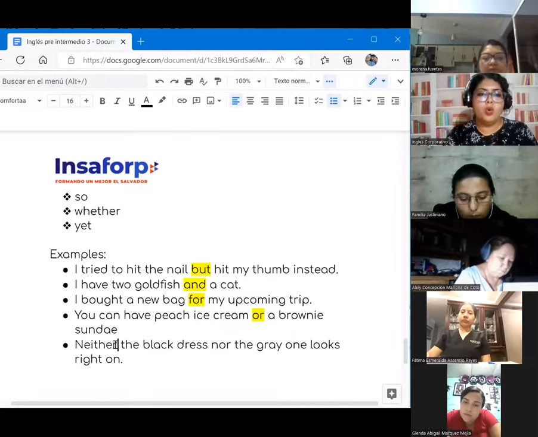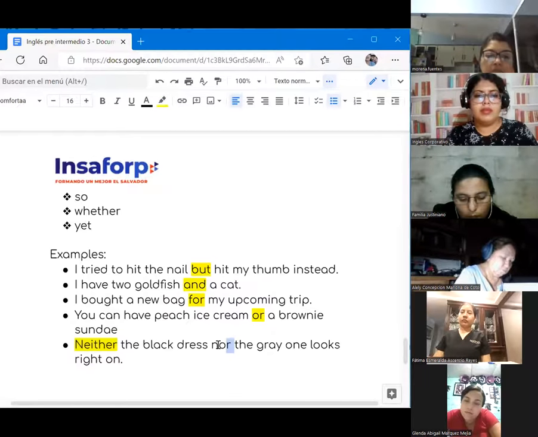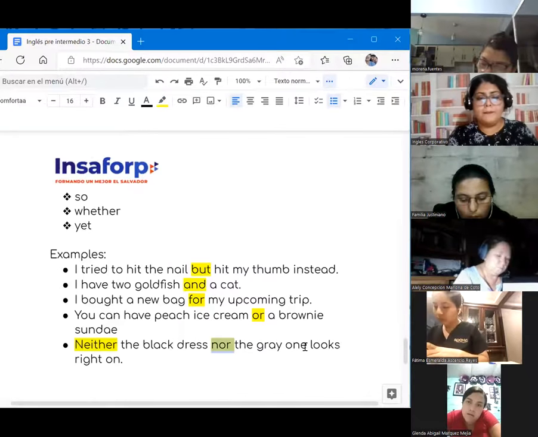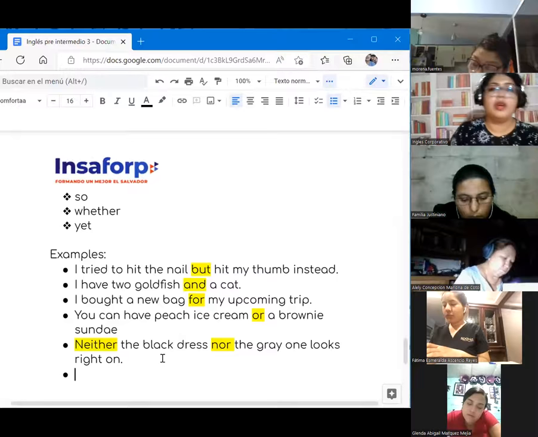Neither and nor. We have here two of these conjunctions. Neither, nor. Then we have, my dad always worked hard so we could afford the things we wanted.